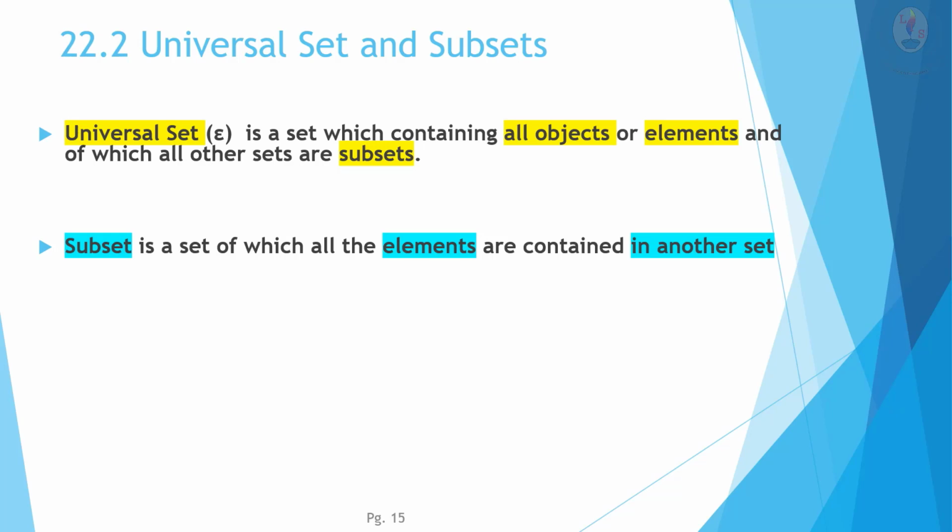22.2 Universal set and subsets. A universal set is a set containing all objects or elements, and of which all other sets are subsets. A subset is a set of which all the elements are contained in another set. At the end of this presentation, you will find some links related to the universal set and subsets. You can refer to them for further learning.